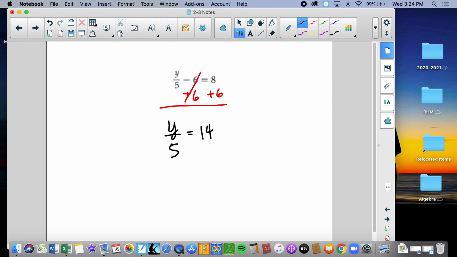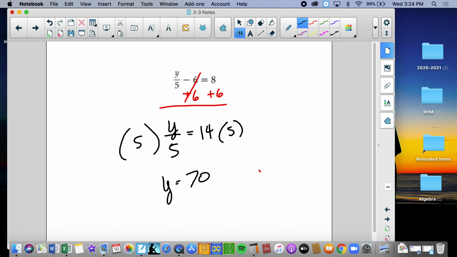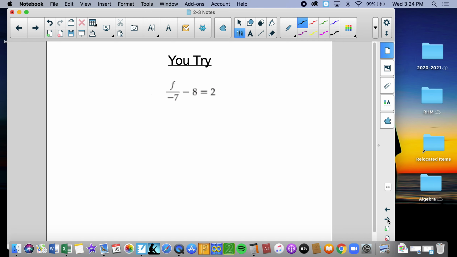What's happening to the variable? 5 is dividing it. The inverse of dividing by 5 is multiplying by 5. We're left with y equals, I'm going to take out my calculator, 14 times 5 gives me 70. Don't be afraid to use your calculator. Your work, again, should look identical to my work when you look at your notes. So you try this one, see how you do with it. When you're ready, pause it, and then once you have your answer, unpause it.